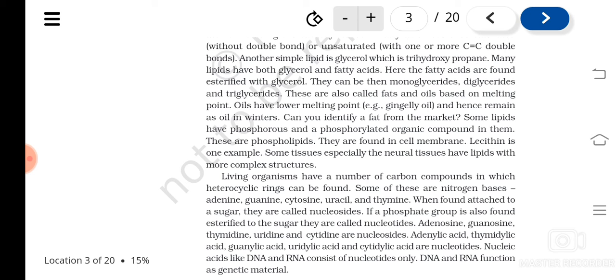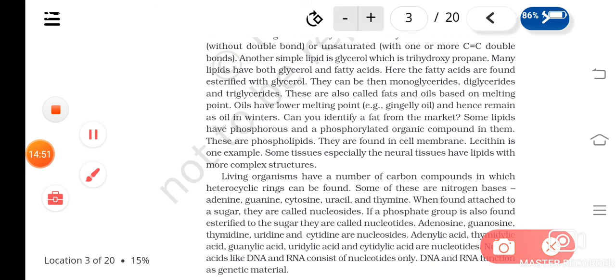Nucleoside means when nitrogen bases are attached with the sugars. So adenosine is adenine plus sugar. Guanosine means guanine plus sugar. Thymidine means thymine plus sugar. Likewise. And when they are attached to phosphate groups, they are called nucleotides.